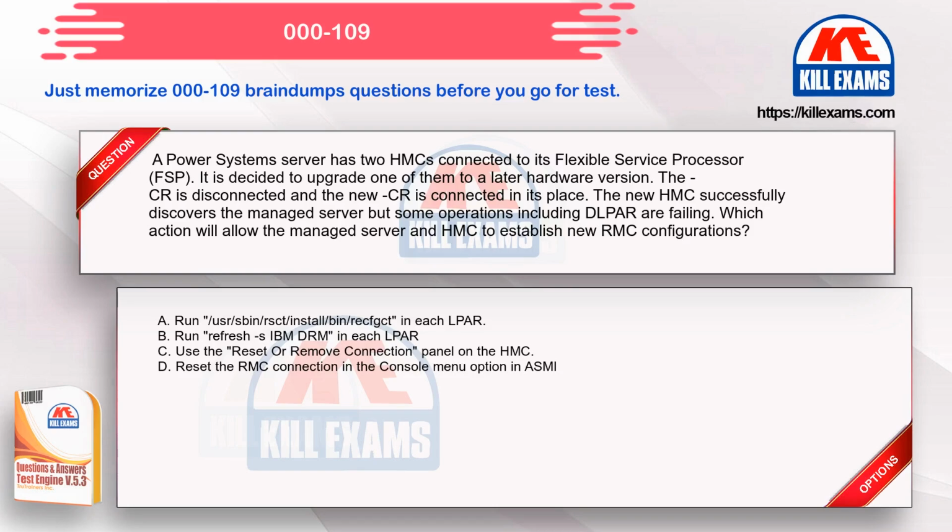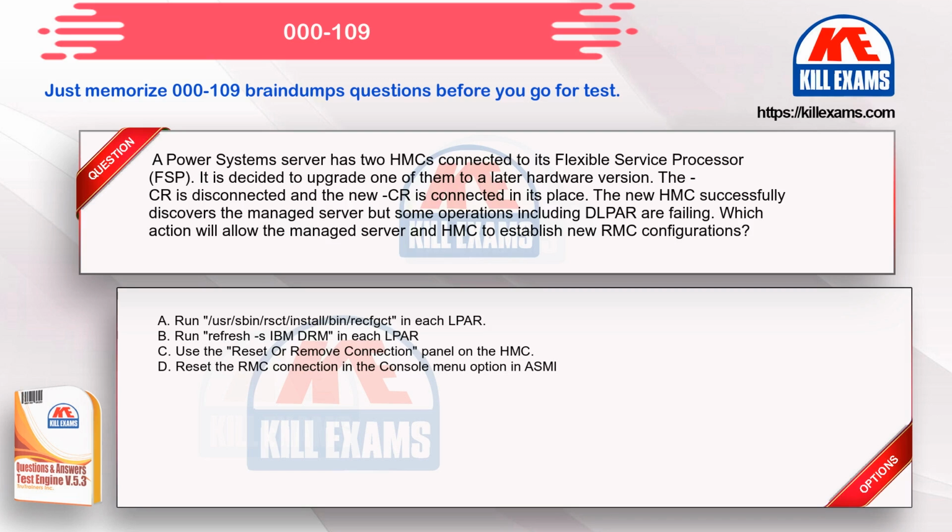A Power Systems server has two HMCs connected to its flexible service processor, FSP. It is decided to upgrade one of them to a later hardware version. The old HMC is disconnected and the new HMC is connected in its place. The new HMC successfully discovers the managed server, but some operations including DLPAR are failing. Which action will allow the managed server and HMC to establish a new RMC configuration?